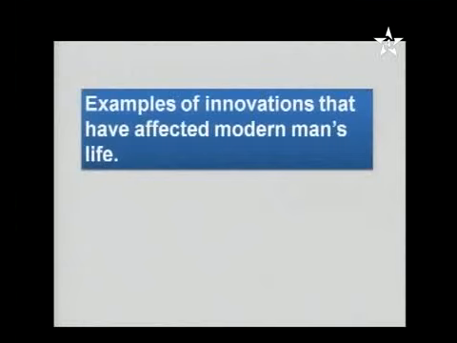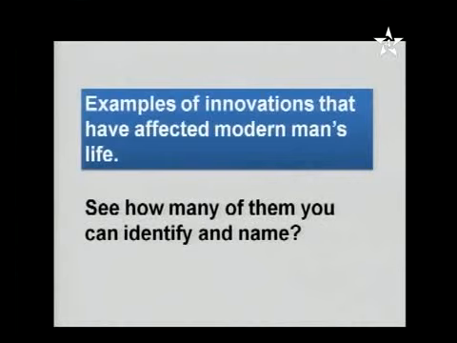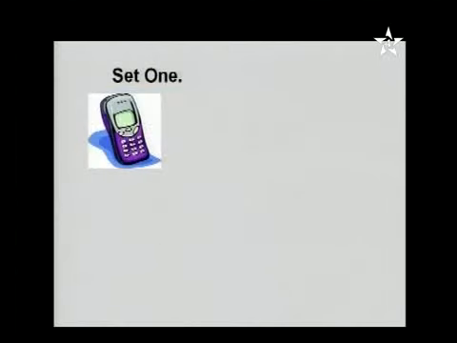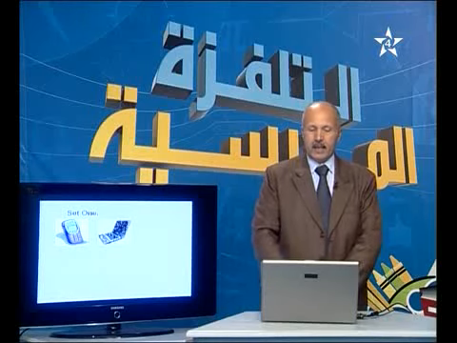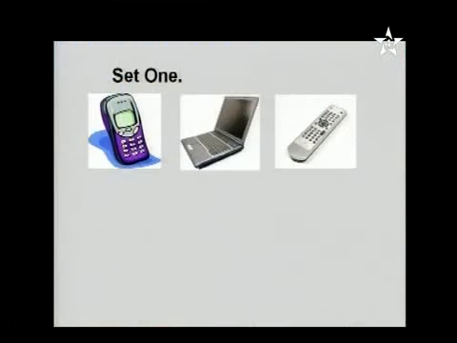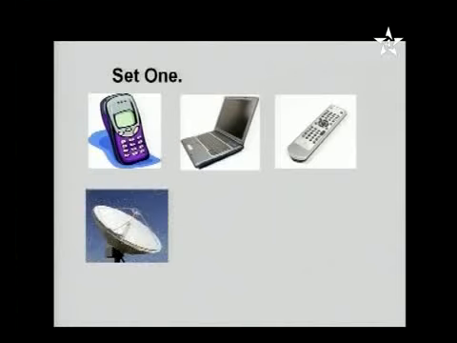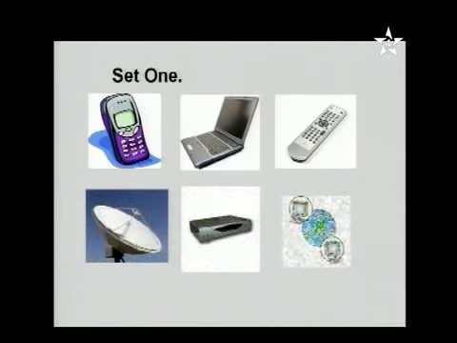Okay, here are examples of innovations that have affected modern man's life. Now, see how many of them you can identify and name. First innovation. Next. Okay, third innovation. So see if you can identify and name these innovations. Next one. Here's one more. And innovation 5. This is set 1.